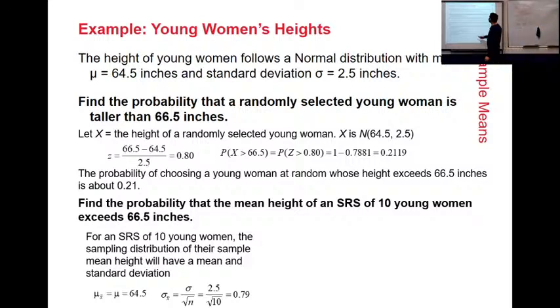So instead of using these in our mean and standard deviation formula, we're using these two values, the 64.5 and the 0.79. So go ahead and get those calculations and proportions out. Remember, this answer should be lower and smaller than the probability we got in part A.